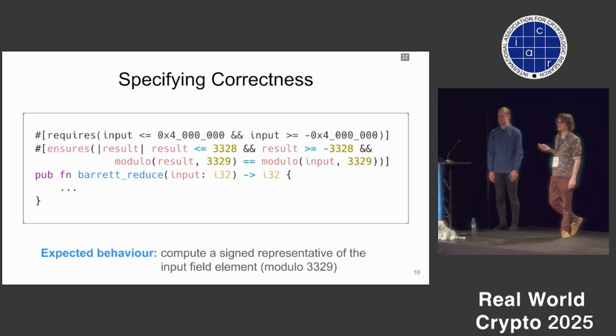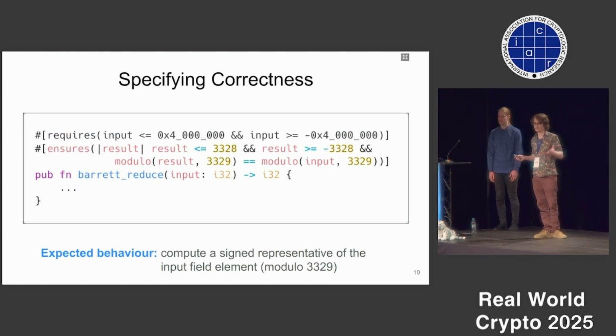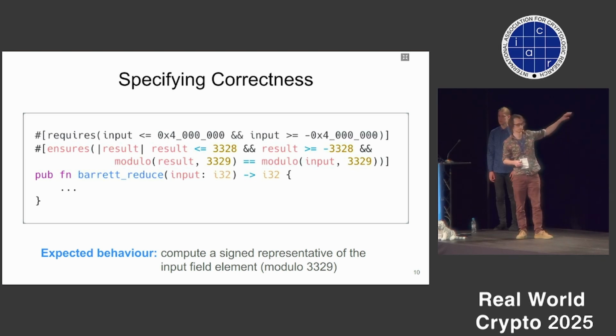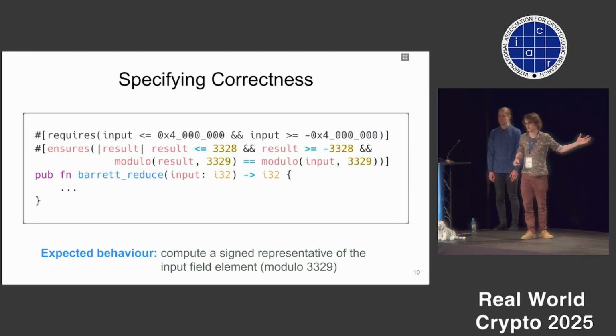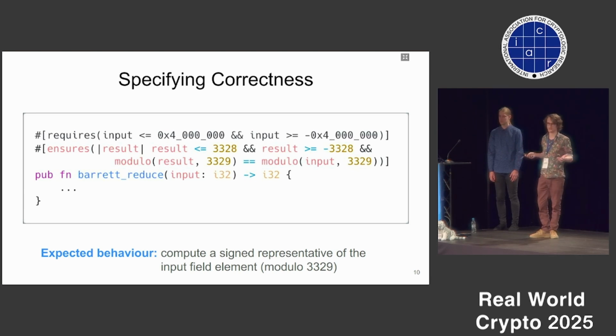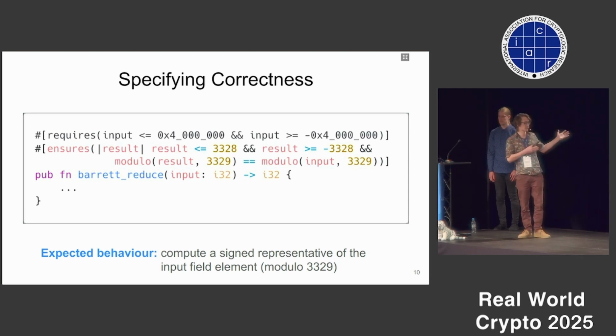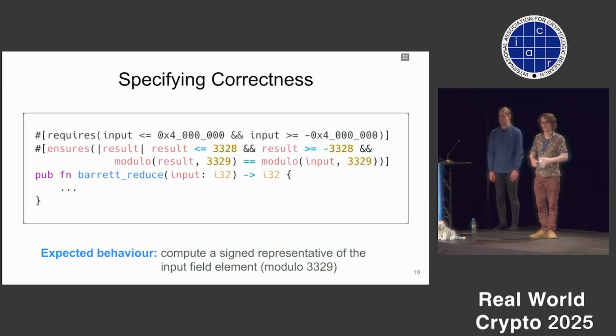Now, what does it mean to specify and prove correctness for this Barrett function? As you can see here, you have a contract with a pre- and postcondition. And here the postcondition says that the result modulo 3329 should be basically the same thing as the input modulo 3329. So that is our lemma, our correctness for this function. And in this case, that's pretty nice because F* is able to prove that automatically for us.